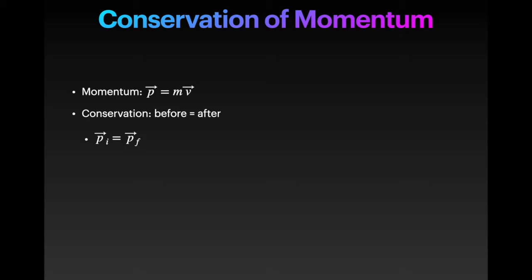Conservation means that a quantity of a system is the same before as it is after. So if we talk about the system, momentum initial is equal to momentum final. Now we're mostly going to do collisions of two objects, so we can expand on that and say that the initial momentum is the momentum of object 1 initial plus the momentum of object 2 initial, and that's going to equal the sum of their momentum after the collision.